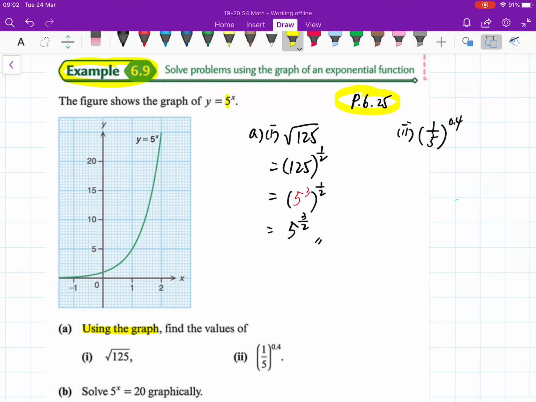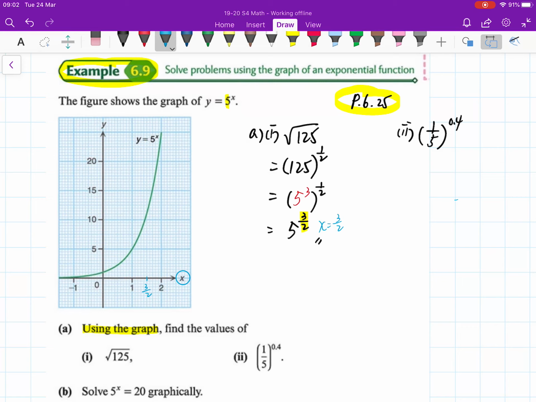But this is not the end of this question. So when we look at the power, we know that x is equals to 3 over 2. So that means we have to use the graph again. So x is equals to 3 over 2. But this time we have to draw a line from the x-axis. For 3 over 2, it is 1.5. So that it is here.